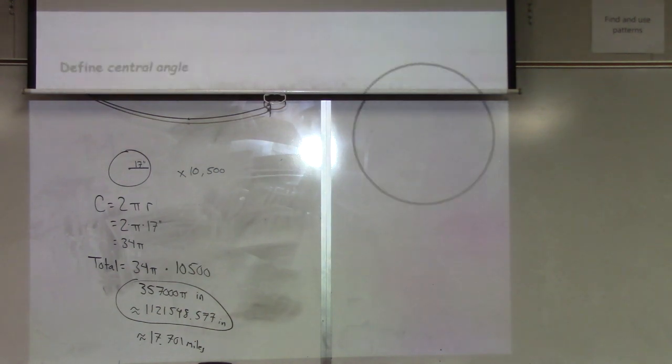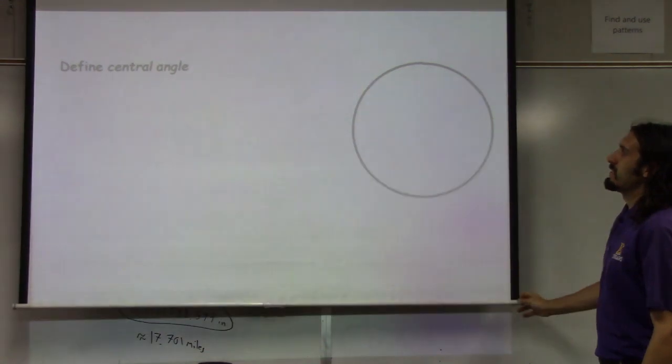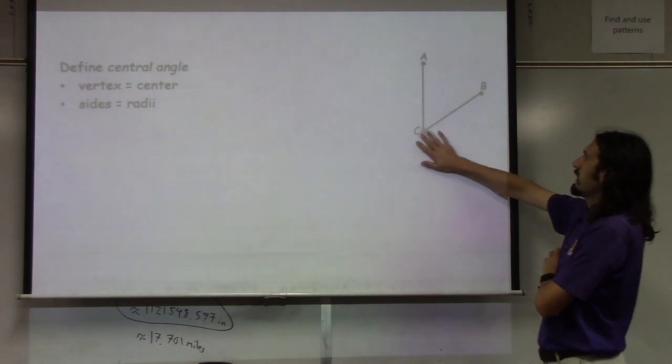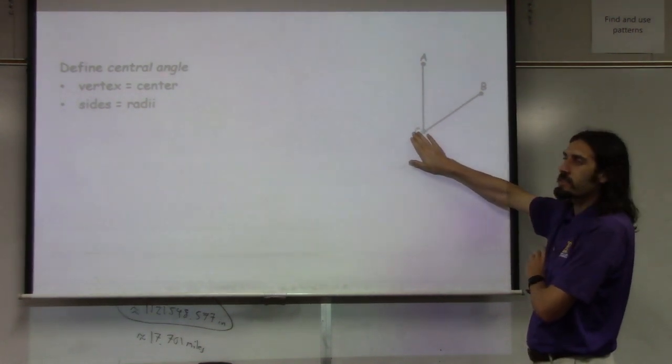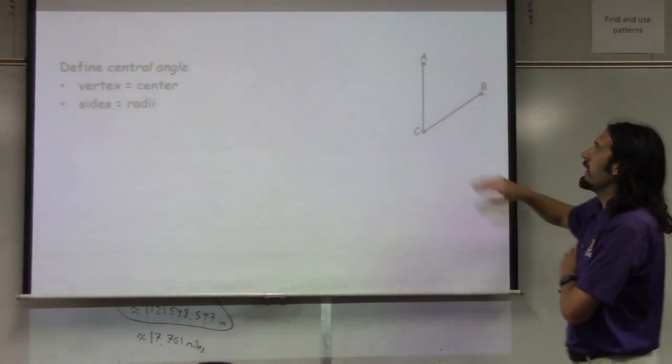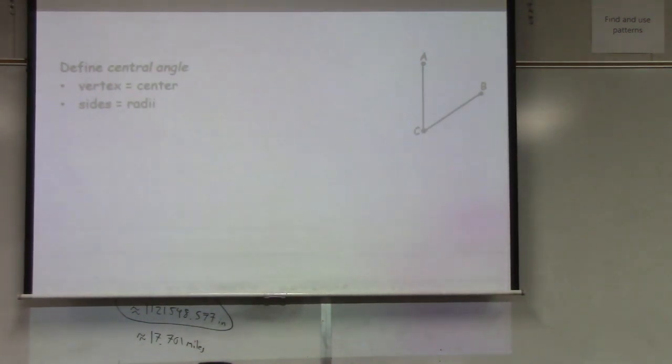Moving right along, we got a few more definitions. So we're going to start by defining a central angle. Okay? So these angle relationships are going to be a bit different. So this central angle right here starts by identifying the vertex as the center and the sides as the radii. So I'm hoping you can see this angle right here. It has the vertex at the center of our circle, and the sides of the angle are radii of the circle. So both points A and B are on the circle.